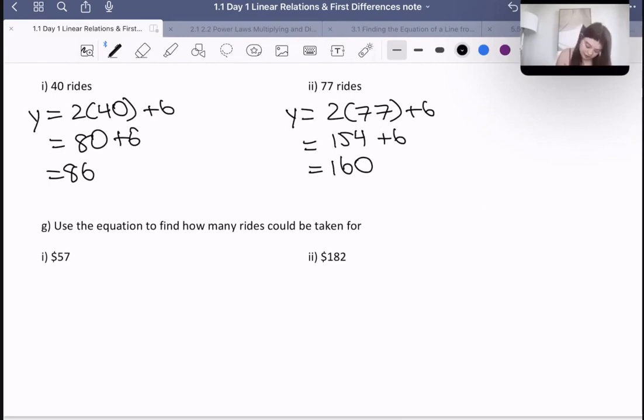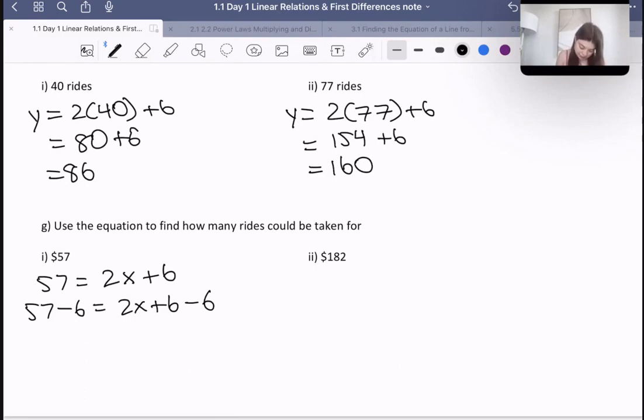So in this case, we'll do 57 for y, and then for x, that's what we're going to try to figure out. So this will take a couple more steps. We need to isolate x. We want to find out what is x, how many rides could have been taken. So first thing I'm going to do is subtract 6 from both sides of my equation. So 57 minus 6 equals 2x plus 6 minus 6.